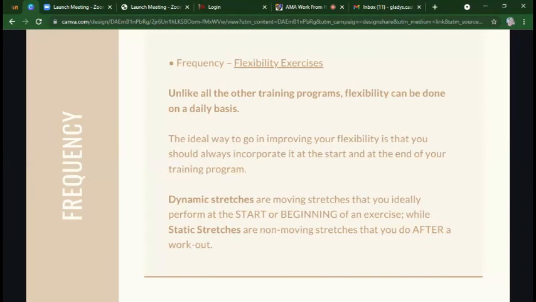Stretching helps to improve joint flexibility and keep muscles limber. Its goal is to improve the range of motion, which can reduce the chance of injury.